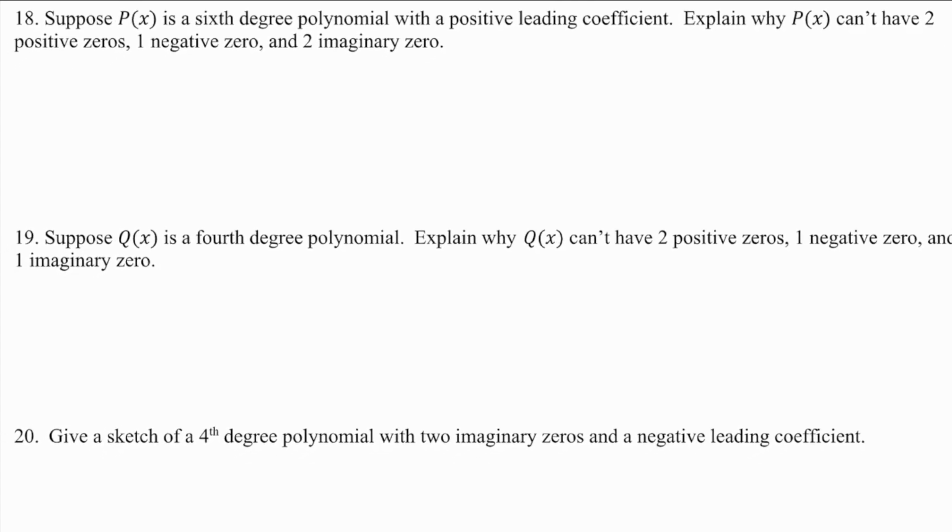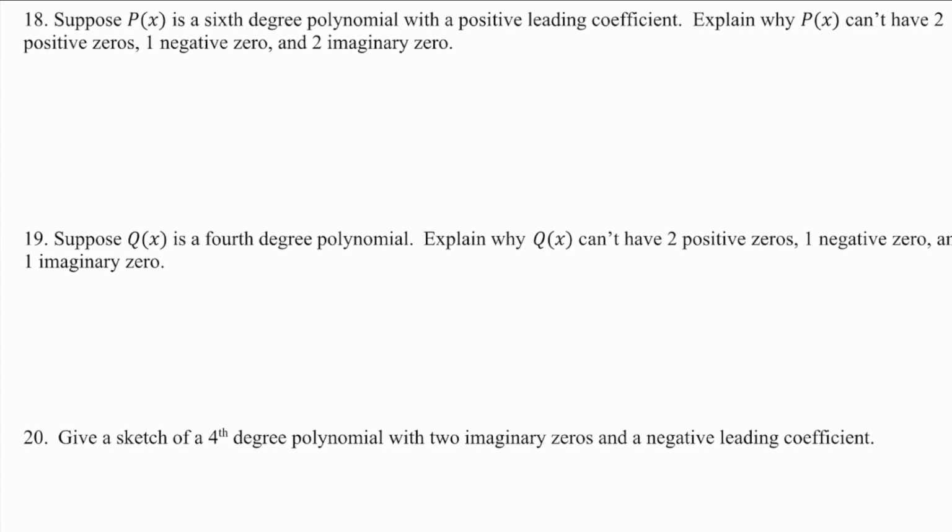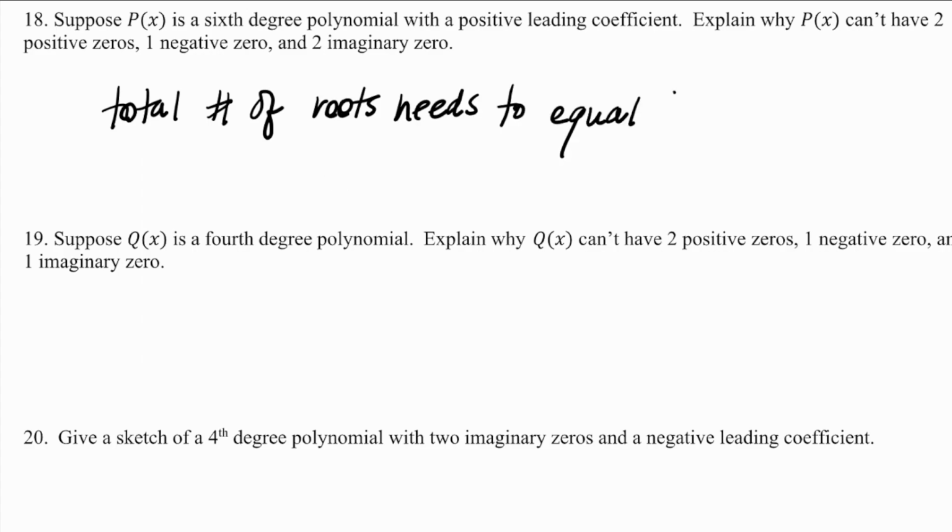Okay. P is a 6th-degree polynomial with a positive leading coefficient. Why can't P have 2 positive, 1 negative, and 2 imaginary? Okay, because that adds up to 5. I guess it could if one of the real ones was a double root. But I would just say the total number of roots needs to equal 6. But if you were sitting there thinking, like, I feel like it could, if one of the real roots was a double root, then I'd be right there with you. I'd feel the same way.